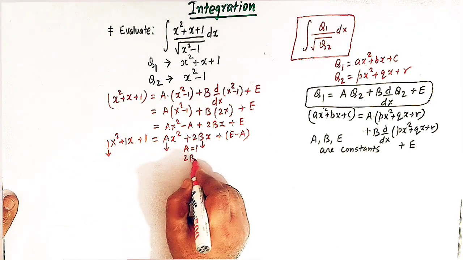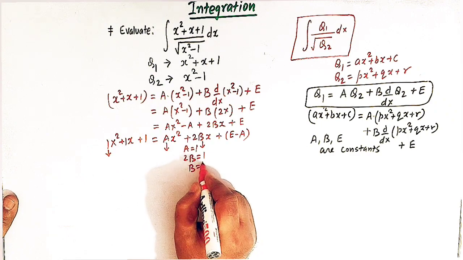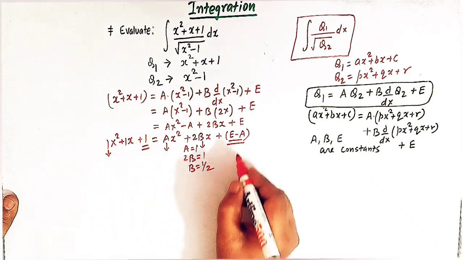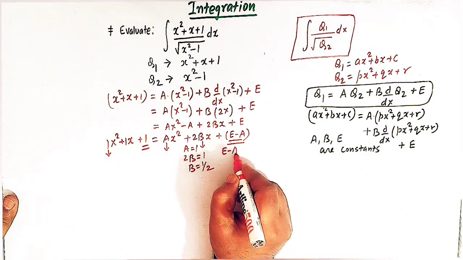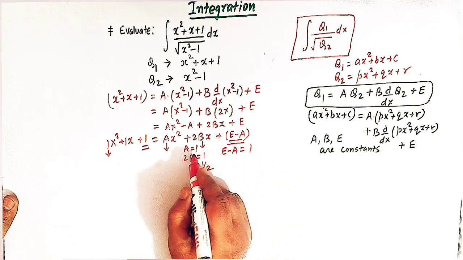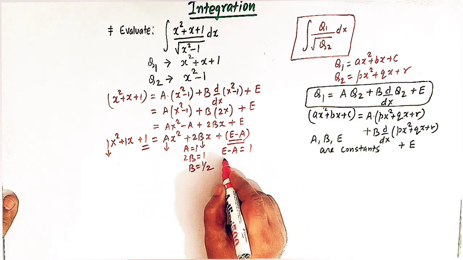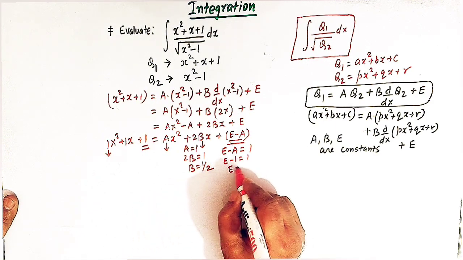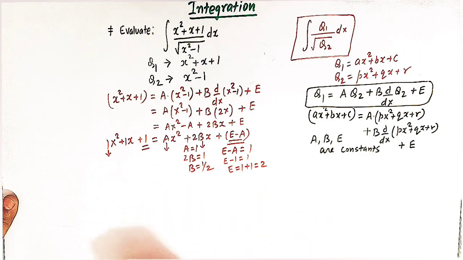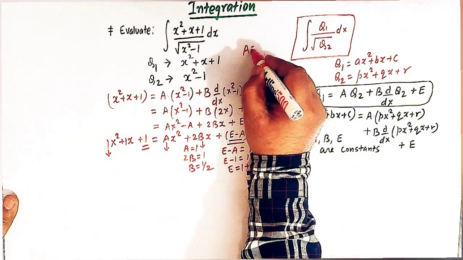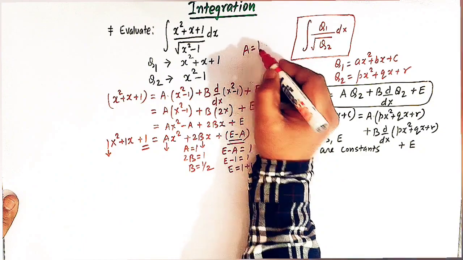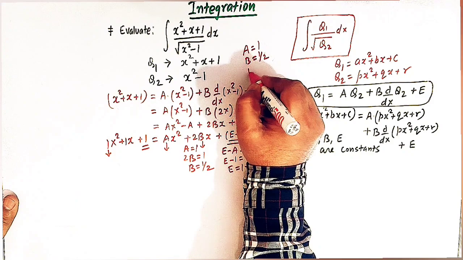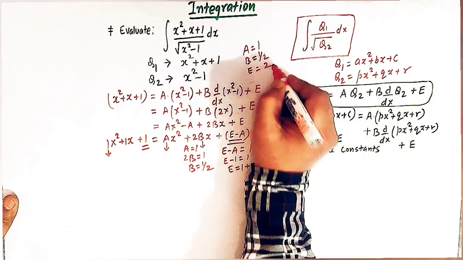So we have 2b is equal to 1. So b is equal to half, right? And the constant term, that is e minus a, is equal to 1. Now taking a equal to 1 in this equation, we have e minus 1 is equal to 1. So e is 1 plus 1, that is 2, right? So finally, we have obtained the value of a as 1, the value of b as half, and the value of e as 2, right?